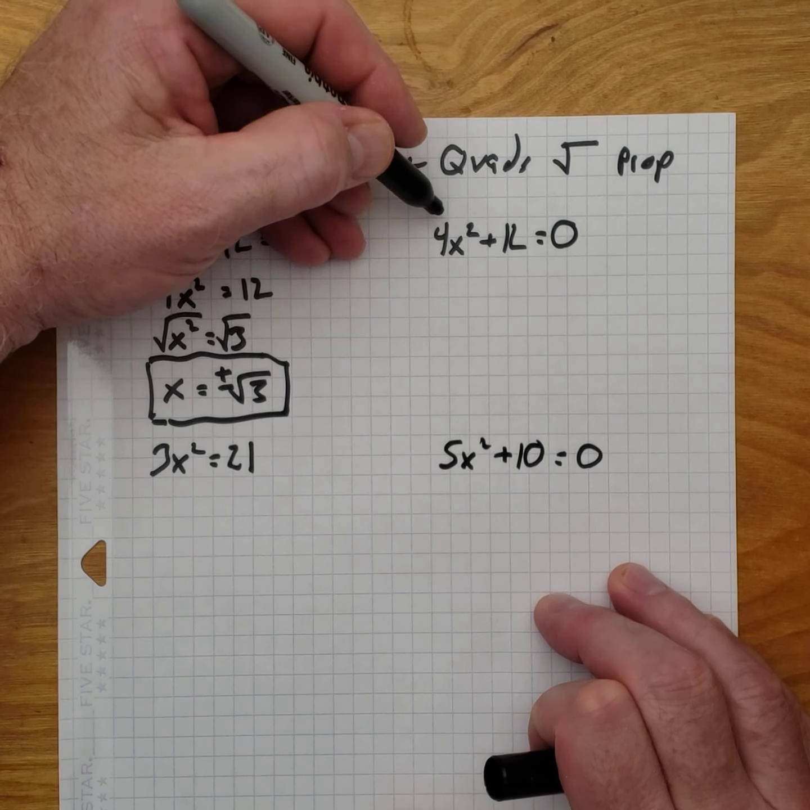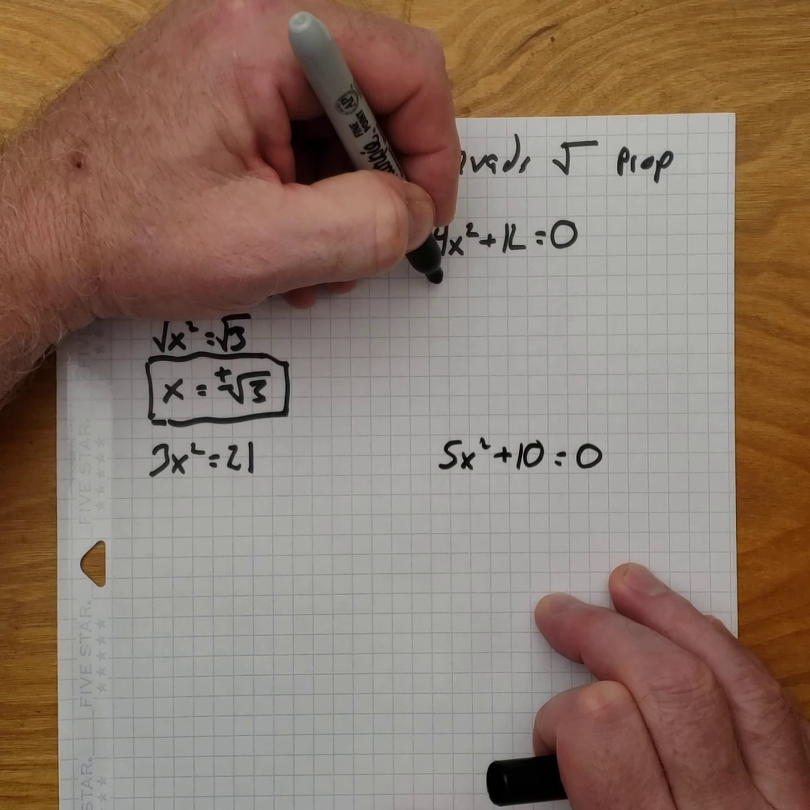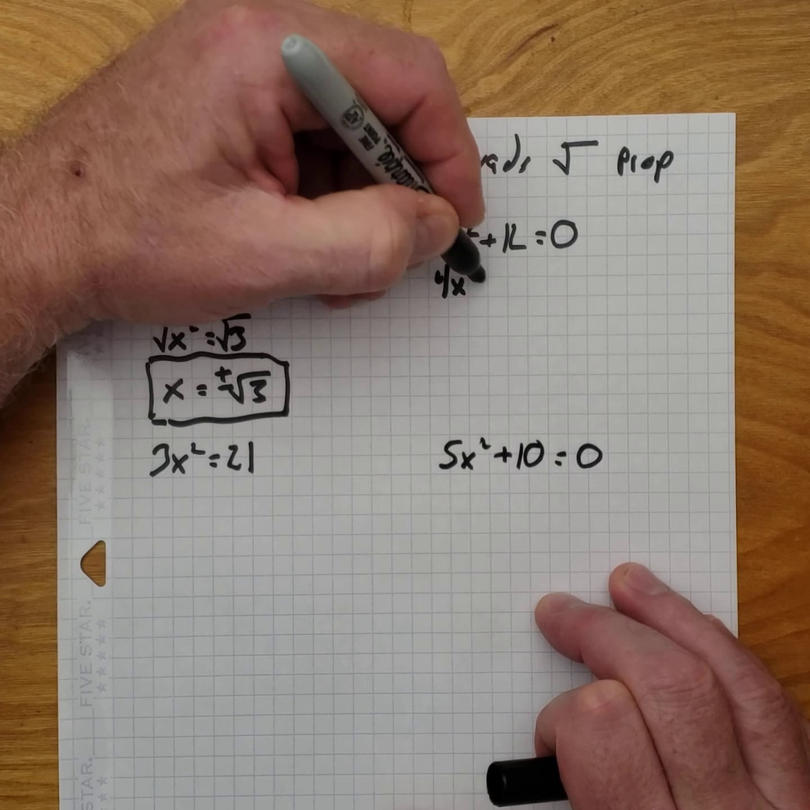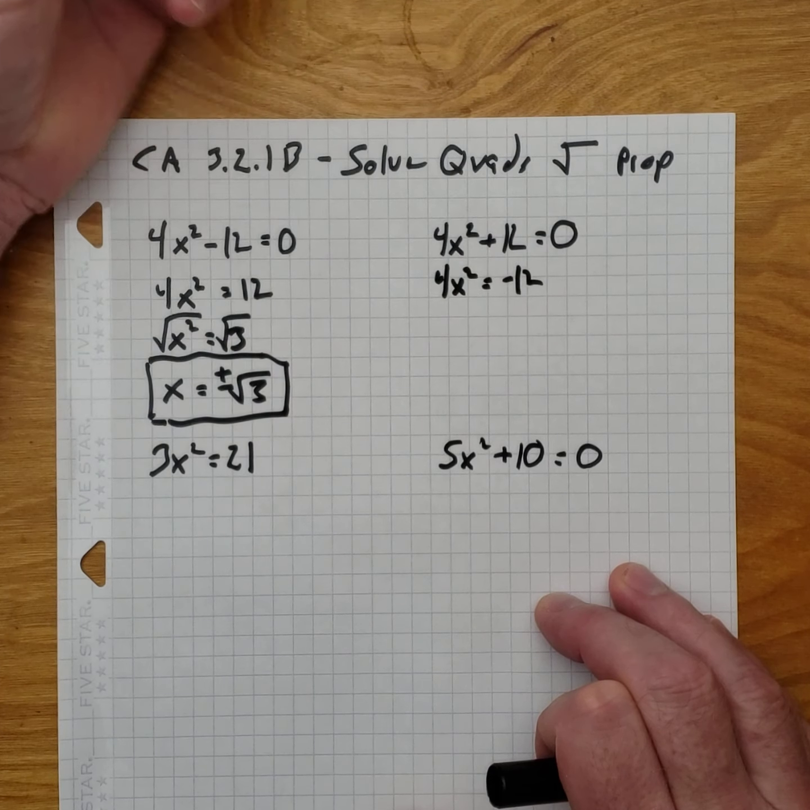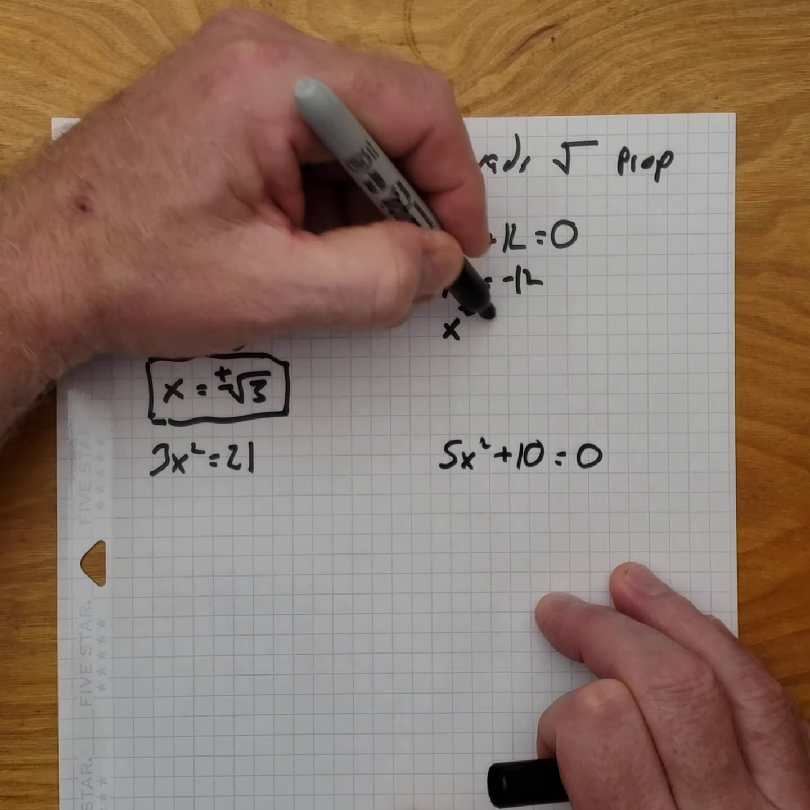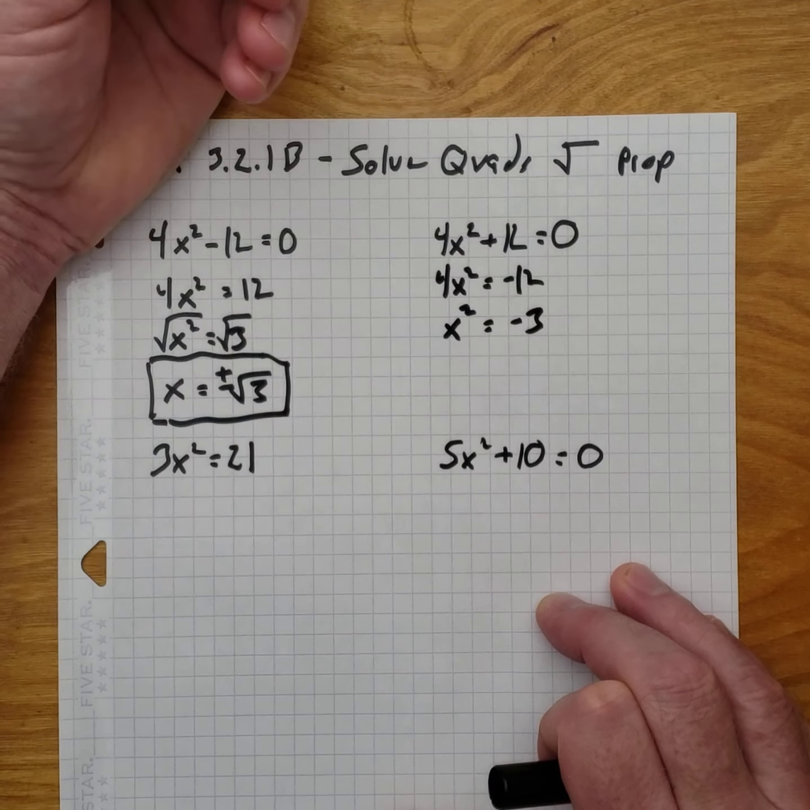Almost the same thing here. This one turns out a little differently. We use the same process though. 4x squared equals negative 12. Divide both sides by 4, we get x squared is negative 3.